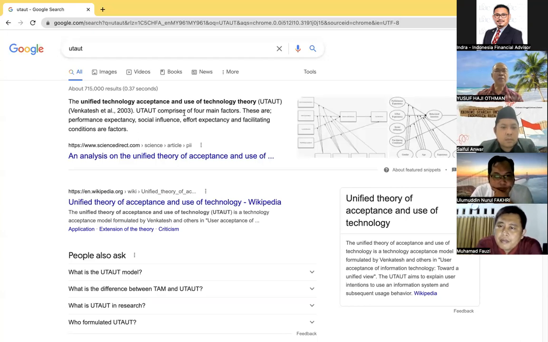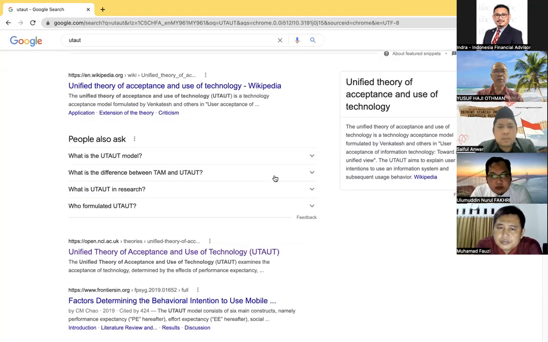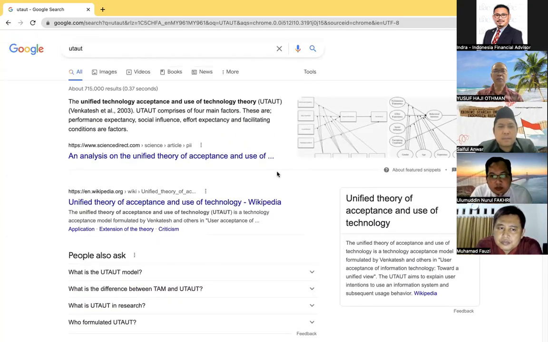UTAUT comprises four main factors: performance expectancy, social influence, effort expectancy, and facilitating conditions. So these are the four factors, and these are called the underpinning theory. Look at how UTAUT looks. It's quite messy, yeah?